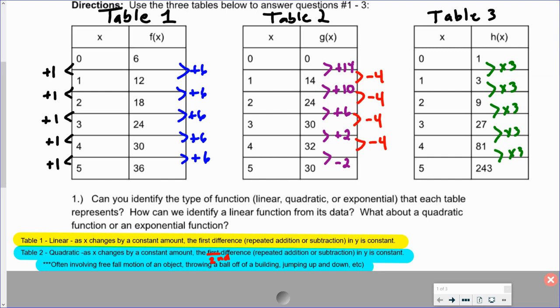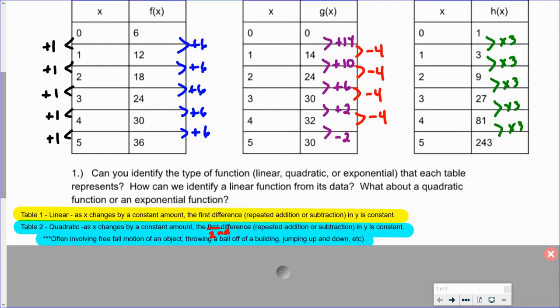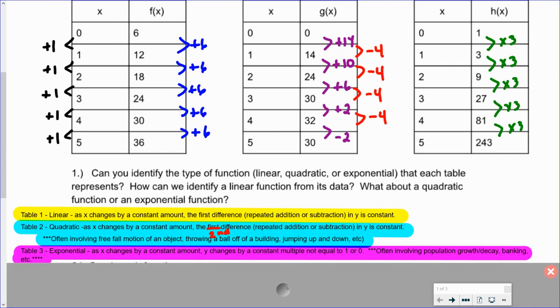And then the last one, your exponential function. So as x changes by a constant amount, y changes by a constant multiple that's not equal to 1 or 0.